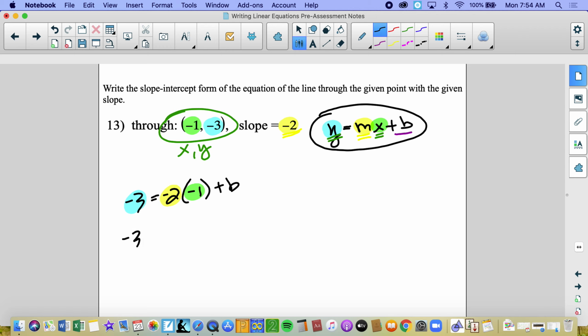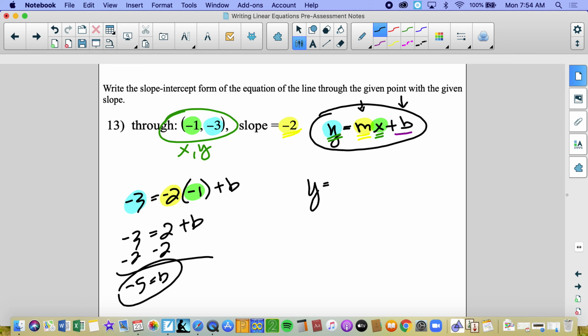Now I'm going to simplify. -2 times -1 is 2. And now I want to isolate b, so I'm going to subtract 2. I get -5 equals b. Now I have my y-intercept. So my final equation only fills in for m and b. So now I have to rewrite that template filling in for m, which is -2, and b, which is -5. I'm always going to leave the x and y open because there's an infinite number of solutions. And they want to know the general equation in slope-intercept form.